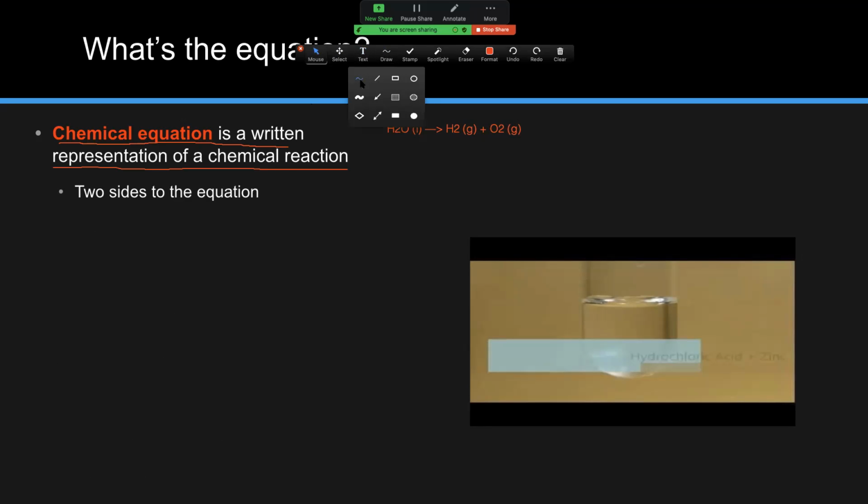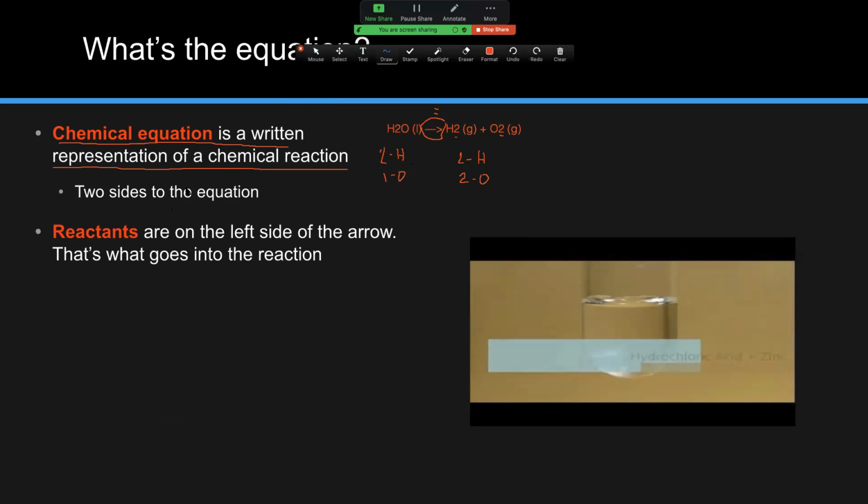All right, so a lot of times think of this arrow as an equal sign. So here I have 2 hydrogens and I have 1 oxygen. On this side, I have 2 hydrogens and I have 2 oxygens. Remember that oxygen's that diatom. It's got to come in pairs. So my hydrogens are equal, but my oxygens are not equal. When we write chemical equations, the 2 sides do need to be equal. Oh, there's 2 sides to the equation. I read that wrong, but they do need to be equal.